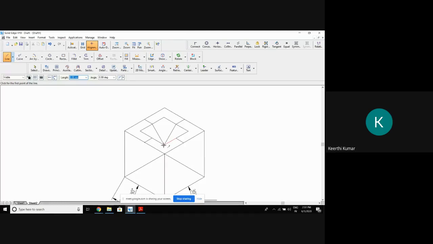Done? This one also is not required for me. Drop this. I'll repeat once again. Like this, I am supposed to get only the inner box. Then from this corner, you draw the line to the center of this line. Completed?